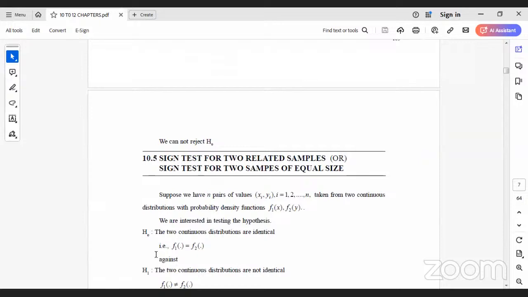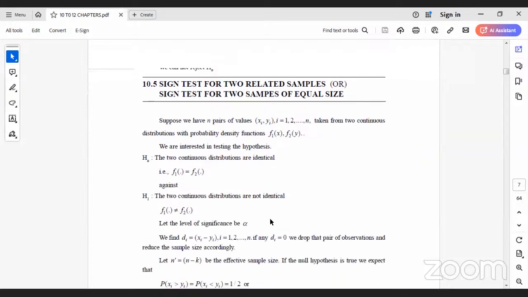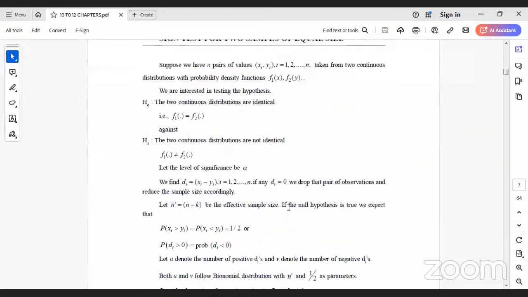Okay. Sign test for two related samples, or sign test for two samples of equal size. Suppose we have n pairs of values xi, yi, i is equal to 1 to n, taken from two continuous distributions with probability density functions f1(x) and f2(y). So therefore we are interested in testing the hypothesis that the two continuous distributions are identical, f1 and f2, against f1 and f2 not being equal. Let the level of significance be alpha. We find di equal to xi minus yi, i is equal to 1 to n.